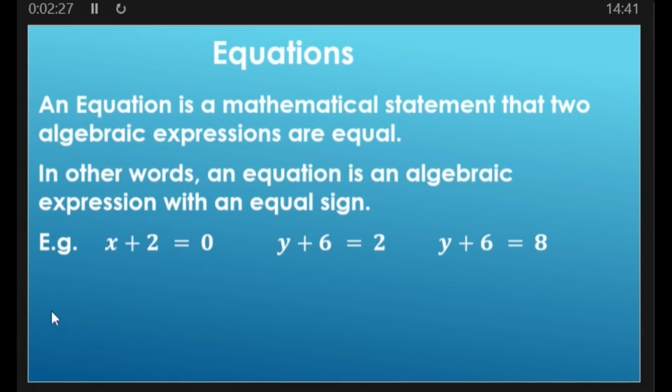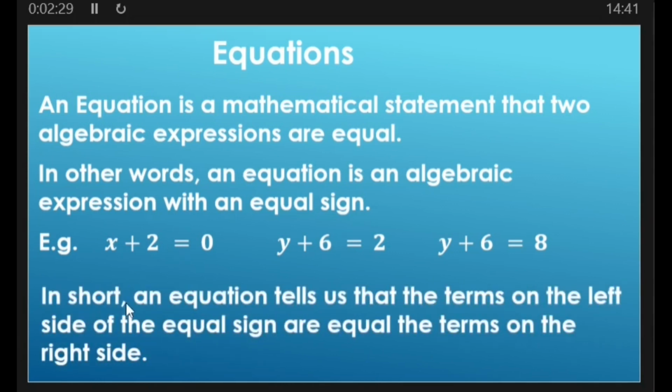Alright, so in short, we are saying an equation tells us that the terms on the left side of the equal sign are equal to the terms on the right side of the equal sign. So for instance, in this situation here, the terms on the left side are equal to what is on the right side. Here on the right side we have 0, which means that the terms on the left side, if they're added, can give us 0.